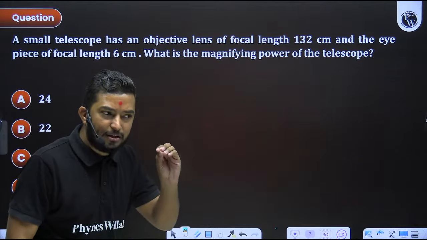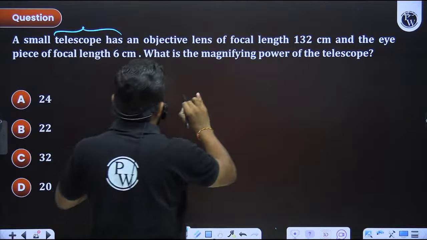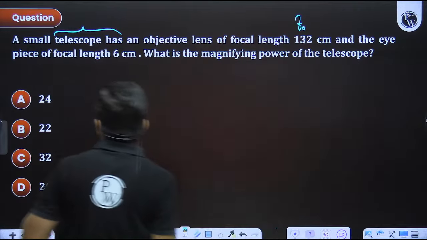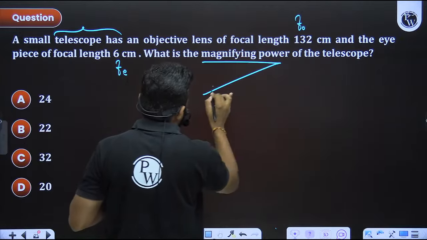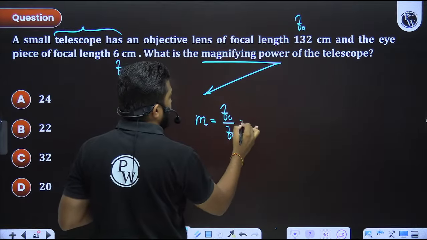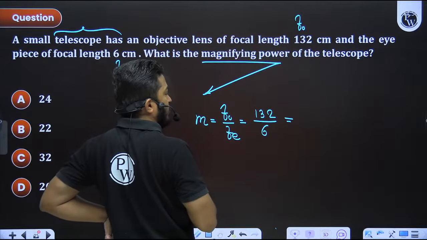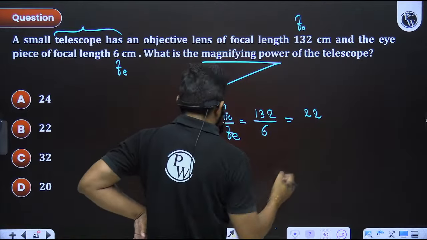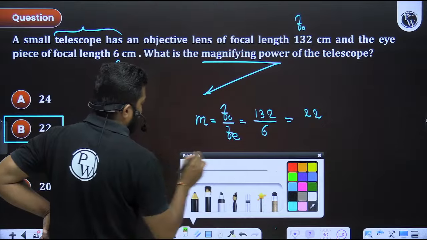Just check out here, there are 3 to 5 MCQs over there. For the telescope, the objective lens has focal length fo equal to 132, and the eyepiece has focal length fe equal to 6 centimeter. If they ask for the magnifying power, just divide fo by fe. So 132 divided by 6: 6 into 2 is 12, 1 left, again 12, 22. So I get the magnification as 22. But I am going to add another concept over here.